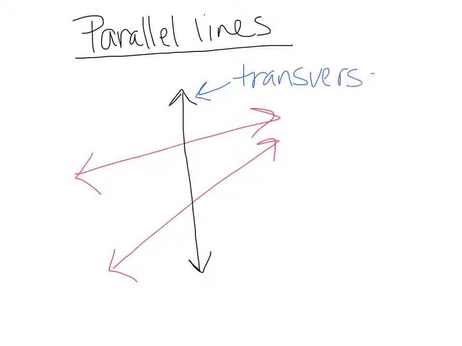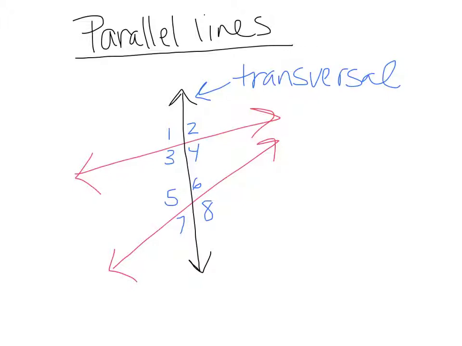Okay, a transversal is a word you're going to need to know. All a transversal is, is a line that intersects two others. If you notice, when this happens, we get 8 angles. I'm going to label them 1 through 8. The red lines could be parallel, but they don't have to be. They certainly aren't in this case.